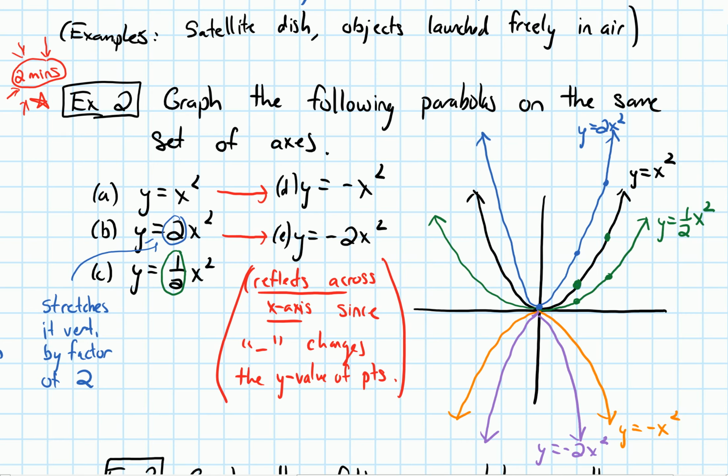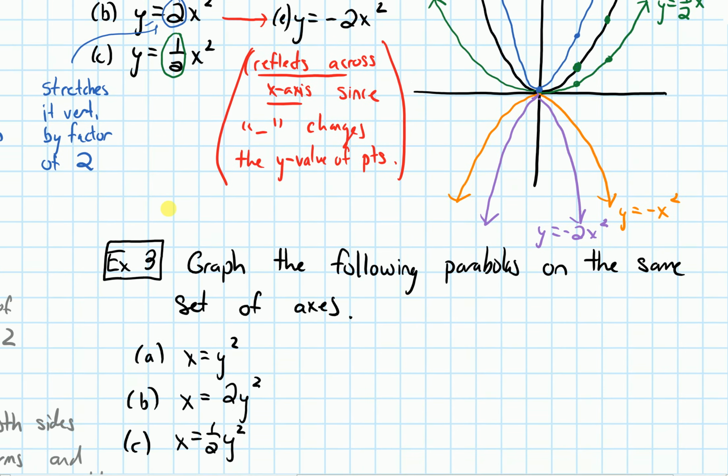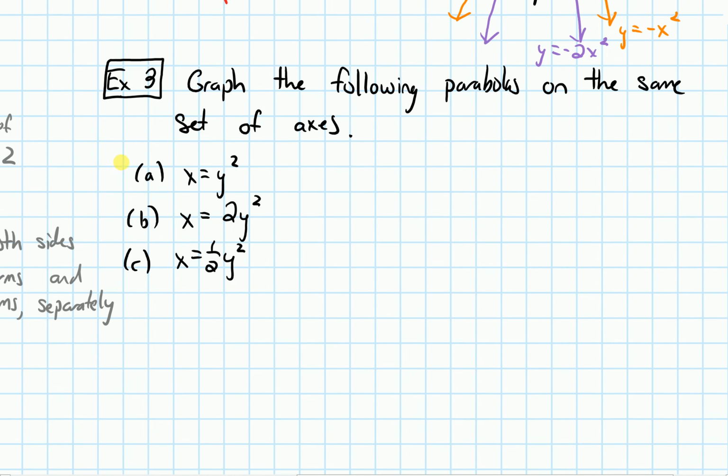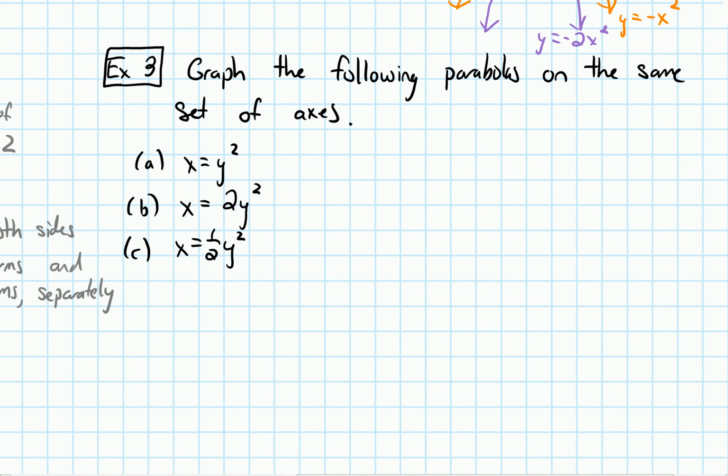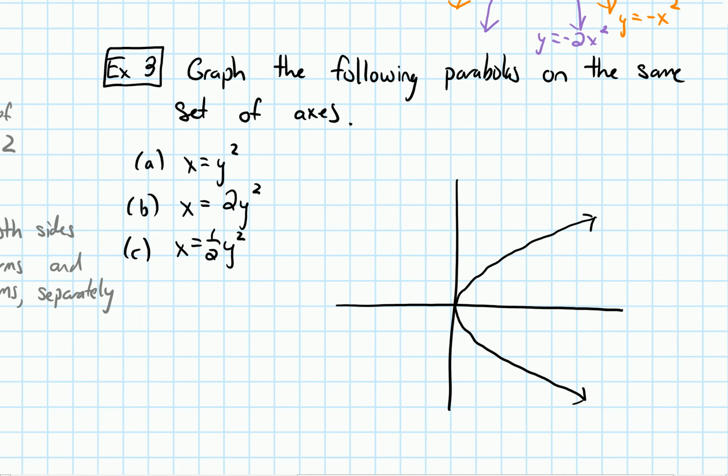All right, so that was hopefully a review example graphing these parabolas. So let's do another one. Let's graph the following parabolas on the same set of axes. This time we just have 3. So let's begin by drawing some axes. I'll draw a y-axis and I'll draw an x-axis. For A, we have x equals y squared. Well, that's a sideways parabola. So x equals y squared looks something like this. It's still got its vertex at the origin, but it's extending sideways. So that is x equals y squared.